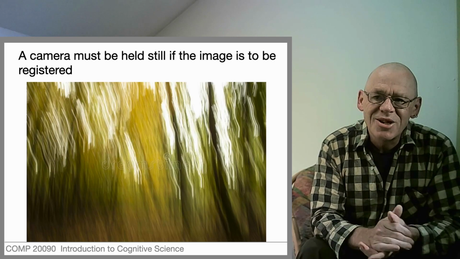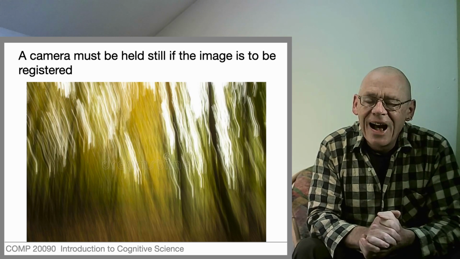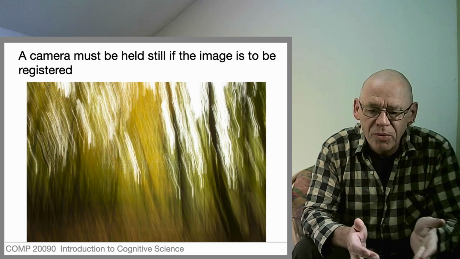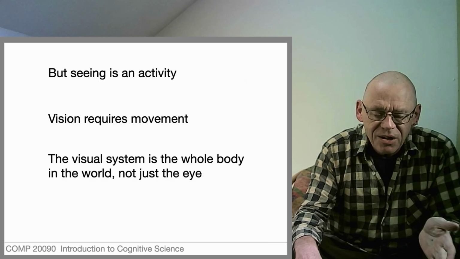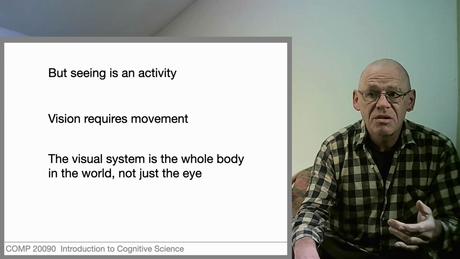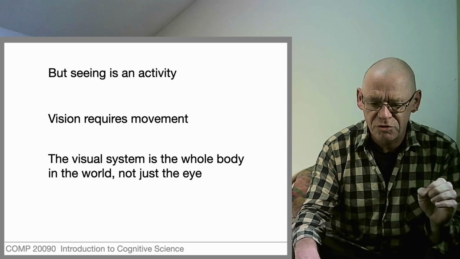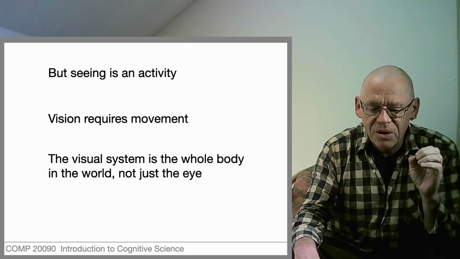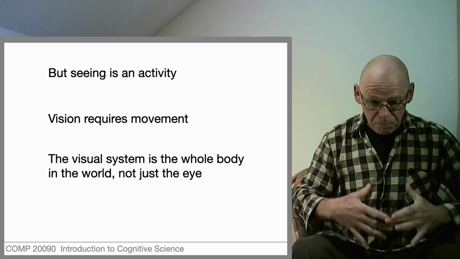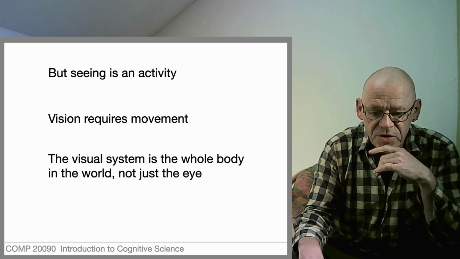A camera is pretty useless if it's moving around because it never has time to get a purchase on an image in order to fix it. If you shake a camera around, you end up with just blur. Seeing, on the other hand, is an activity. And as we'll see, vision not only isn't bothered by movement, vision requires movement. And this is where we begin to notice that the visual system, the thing that enables seeing, is not just the eye, but it's the whole body in the world. So we'll just have a look at how movement comes into the picture.